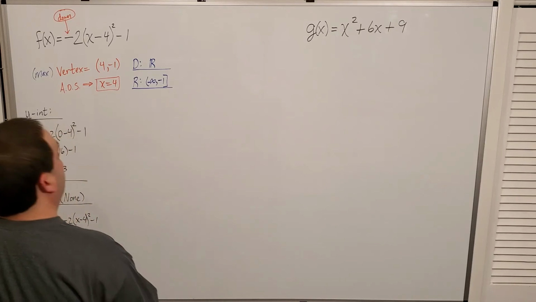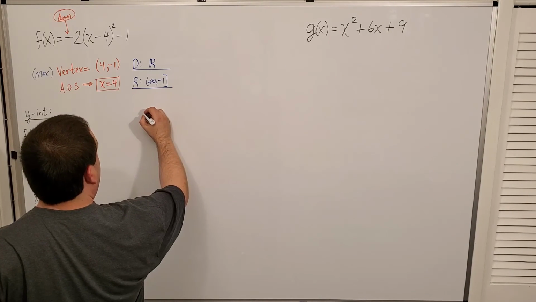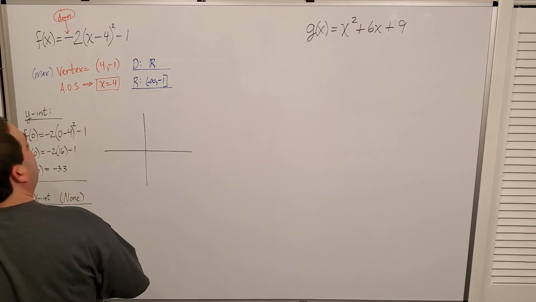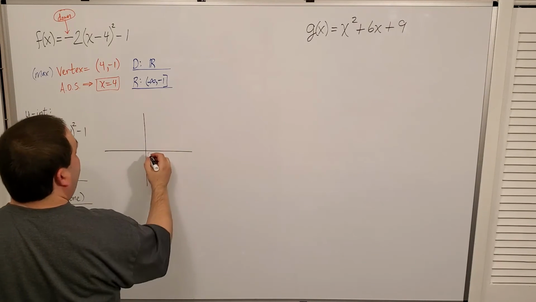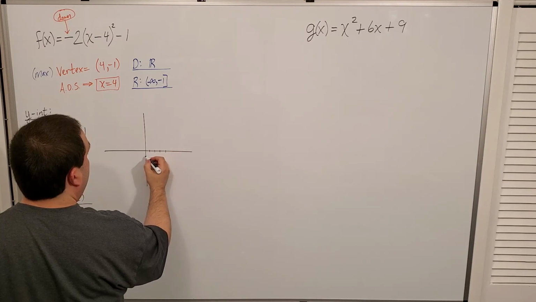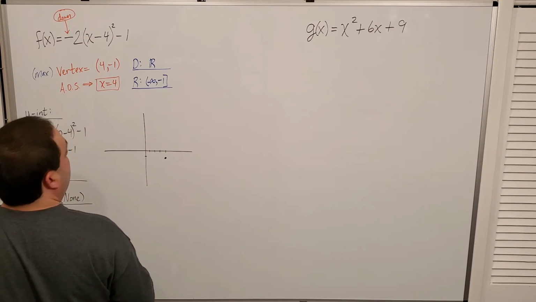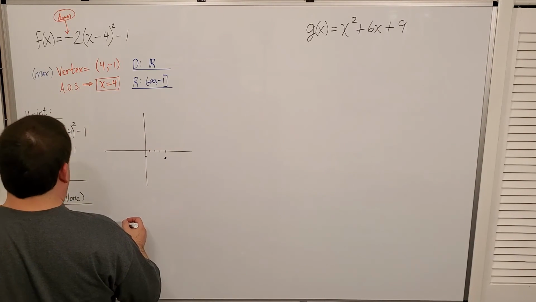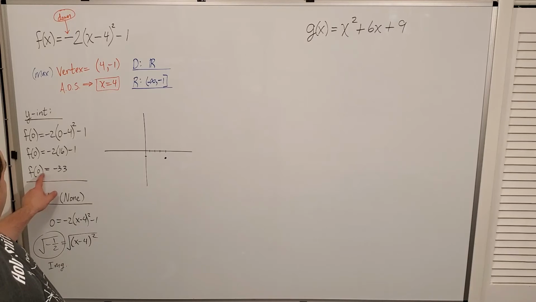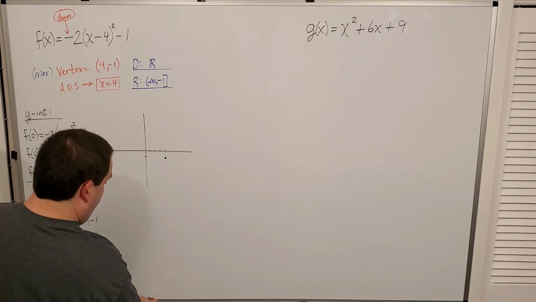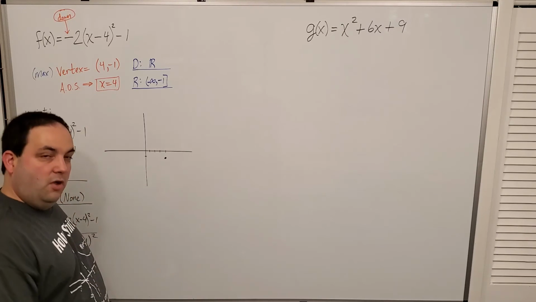So then let's draw a quick version of the graph here. I'll put some axes down. My vertex is at (4, negative 1), so that would be right here. My y-intercept is probably too far down to graph. (0, negative 33). So my y-intercept is somewhere way almost off the board maybe.